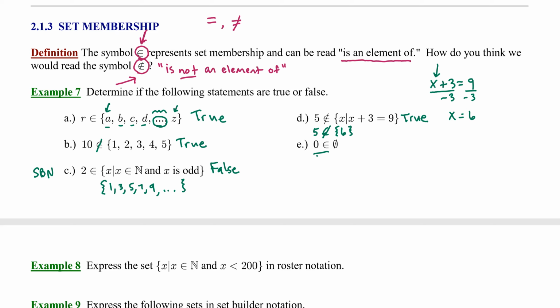But notice this is implying that the empty set has an element, and we know the empty set has no elements. So this is a false statement. So that's a very good exercise on a lot of the notation that we've learned up to this point.